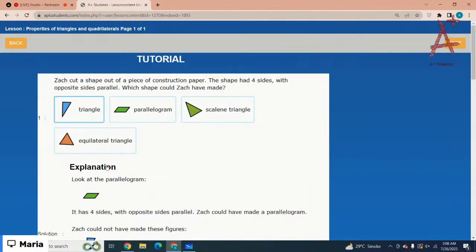Okay, the shape had four sides with opposite sides parallel. Which shape could Zach have made? So which is the correct option? Opposite sides are parallel, so you have only one four-sided shape here, that is a parallelogram. Just look at the options carefully. You can see three sides, three sides, three sides. Only one of them has four sides, so that would be a parallelogram. That means Zach made the parallelogram. Got it?